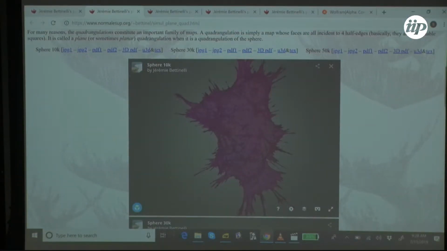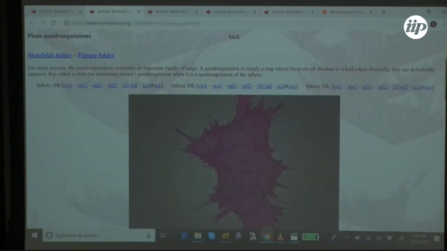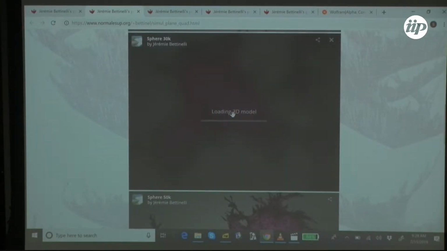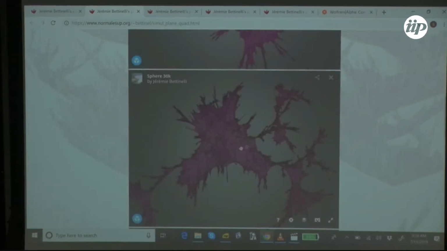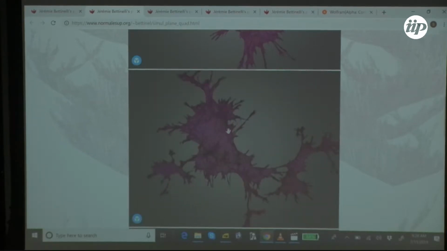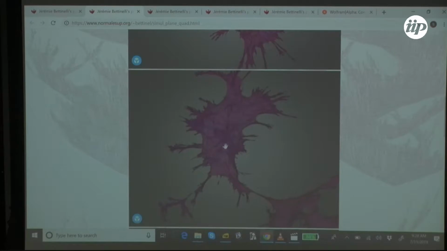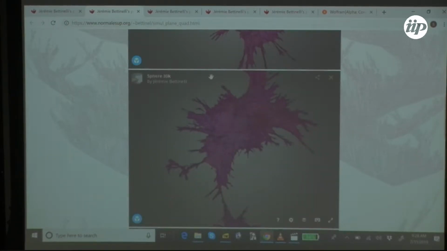These were quadrangulations. You can do it with triangles. There are lots of variants. And you can see they're fractal. They have a lot of little narrow things sticking out of them. They don't look like your nice smooth manifolds that you're used to seeing.